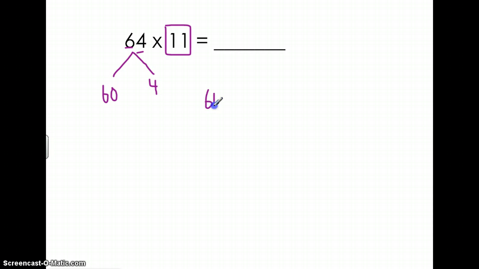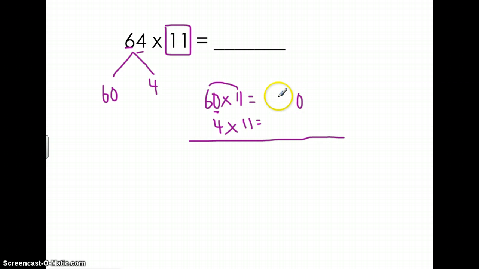Now I simply come over here and do my smaller equations, my more friendly, manageable equations that include basic facts. Here again, I am multiplying by a multiple of 10. 60 is a multiple of 10. It's a number I say when I'm skip counting by tens, so I can put a 0 at the end. Now I just have the basic fact of 11 times 6. 11 times 6 is 66. I have 66 groups of 10, which is equal to 660. Now I do 4 times 11, which is equal to 44.